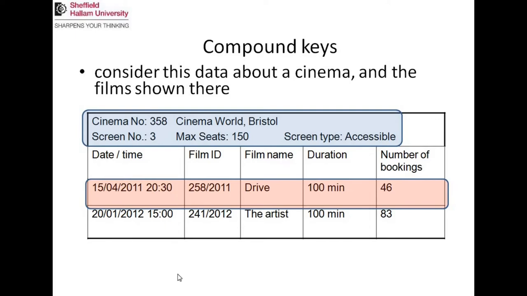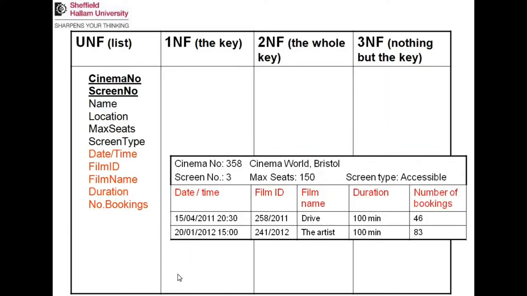Right, we've got an idea of the data. Let's place this into a normalization grid. There it is, room for the unnormalized form and also the first, second, third normal form. And there's our data, still to be worked out. So there's cinema number and screen number, which are my potential header key. And then there is the name of the cinema, but also where it is. One, two attributes here: the number of seats and the screen type.